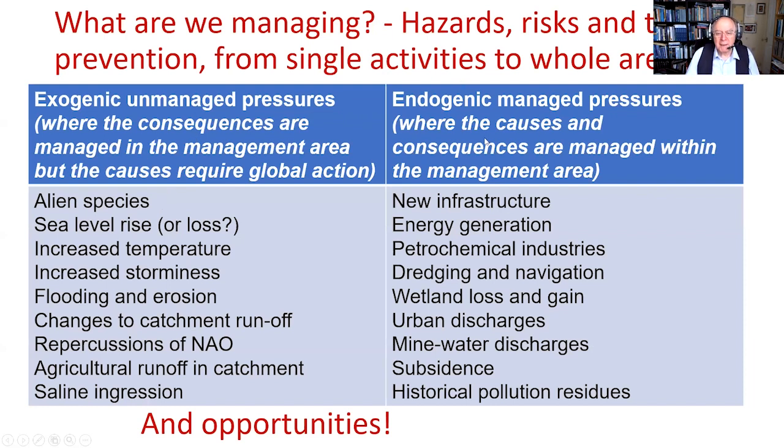As you see on this right side, these are the endogenic managed pressures, things that happen within an area, but where the causes and consequences are managed within the management area. And you recognize these things. Coming from outside the area are all these other things, the exogenic unmanaged pressures, where the causes need to be managed globally, but actually the consequences are managed locally. So things like sea level rise: when we're managing a particular small area, we're not managing the causes of sea level rise, but we have to manage the consequences of them.